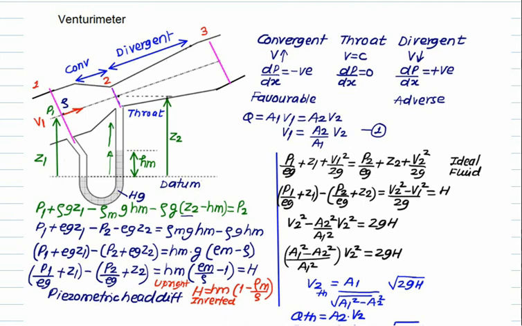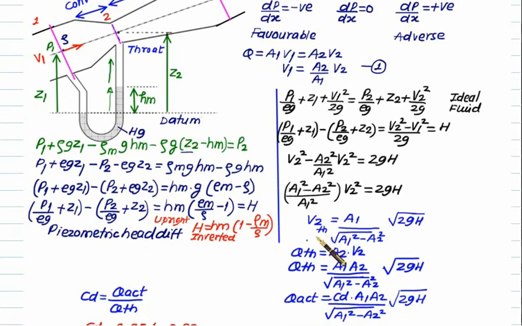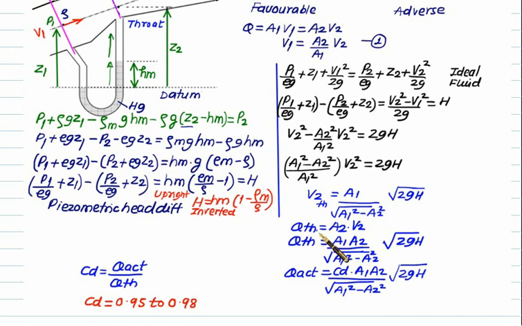Now you can apply again the Bernoulli equation between 1 and 2 for ideal fluid and solve this step by step. In that case, we can calculate the velocity, that is the theoretical velocity, which is given as a1 upon under root of a1 square minus a2 square multiplied by under root of 2gh. To calculate the theoretical discharge, we have to multiply v2 with a2. So finally we have theoretical discharge is given as a1 into a2 upon under root of a1 square minus a2 square under root of 2gh.